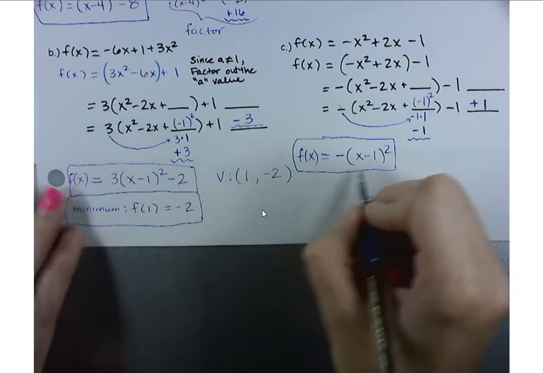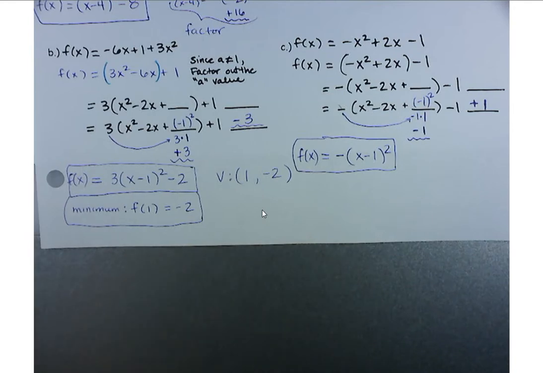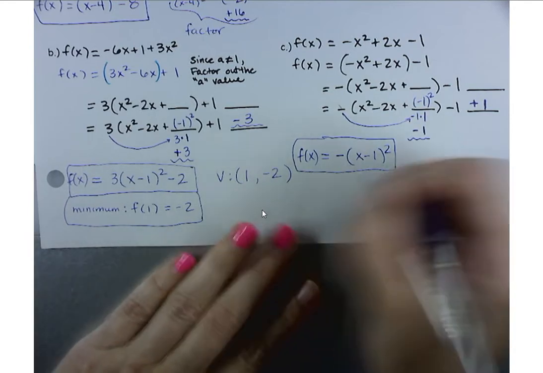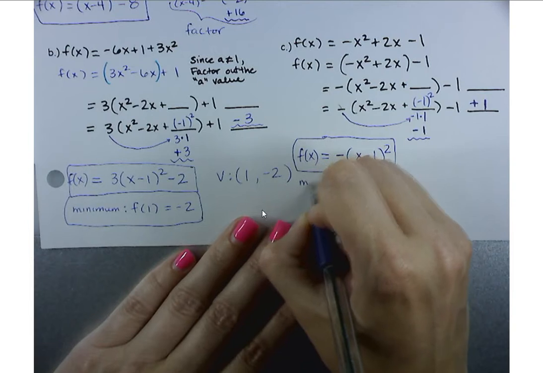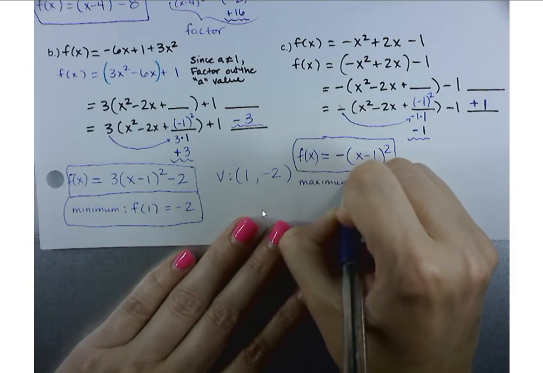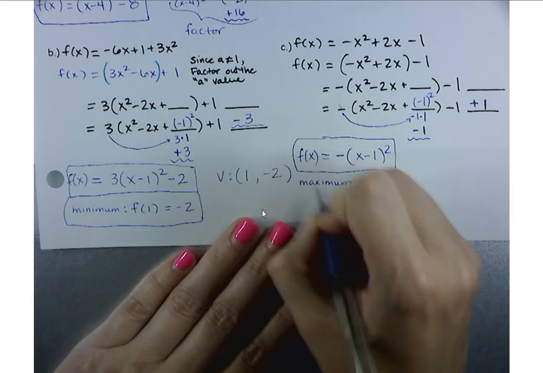So then for the next part, we have to determine if it's a maximum or minimum. Isabella, what's this one gonna be? Maximum. Good, and how do you know? Because it's a negative one. Good, yep, so you have the negative there, so it's gonna be a maximum.